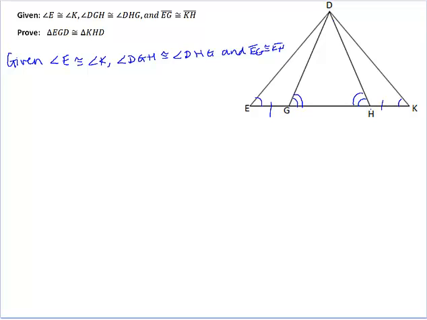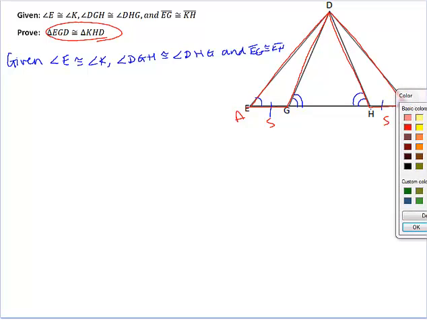Now, once again, when these diagrams have a lot of stuff on it, we always want to make sure we're looking at the correct two triangles. So we're going to highlight these two triangles. So we want to show EGD and KHD are congruent. We actually have a really good start. We have an angle side right now. But somehow we need to show that we have another angle congruent.